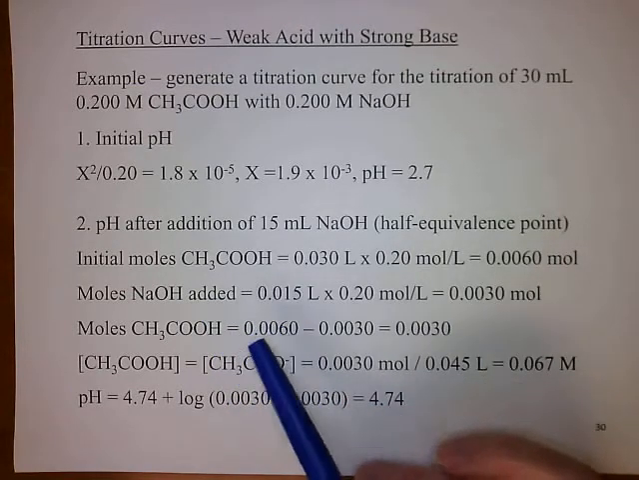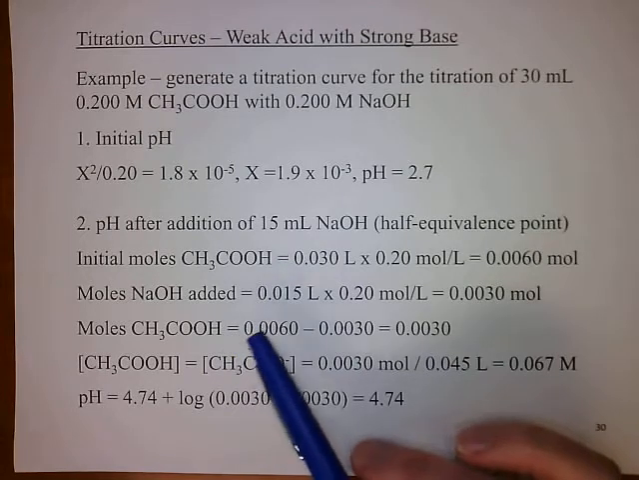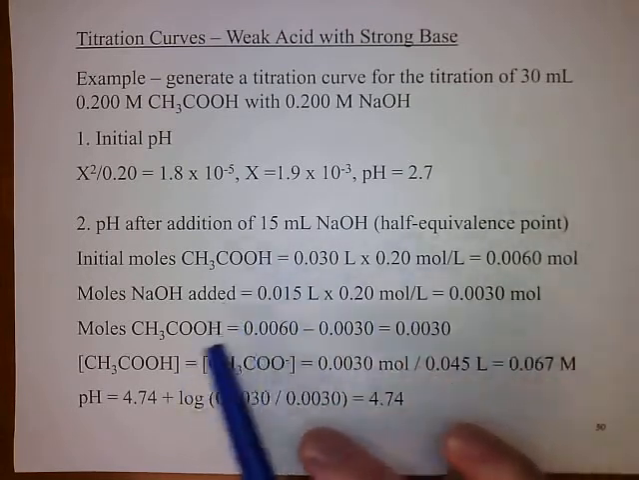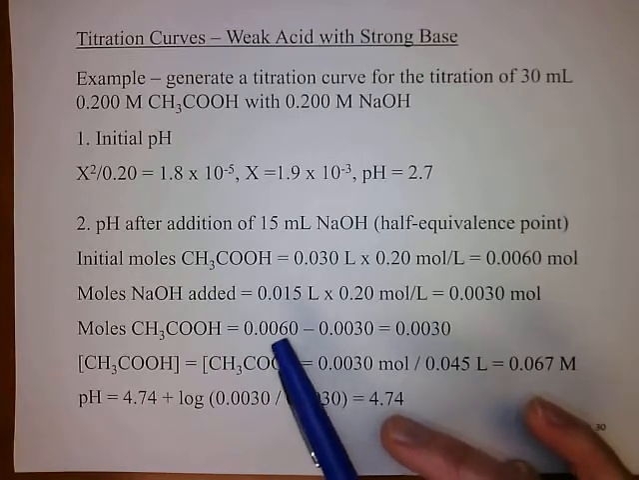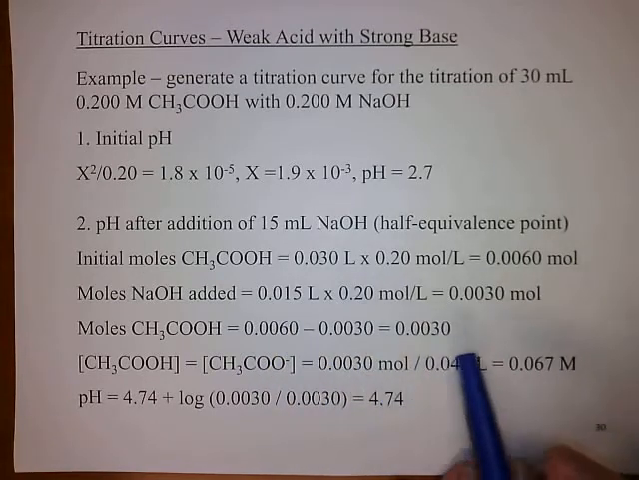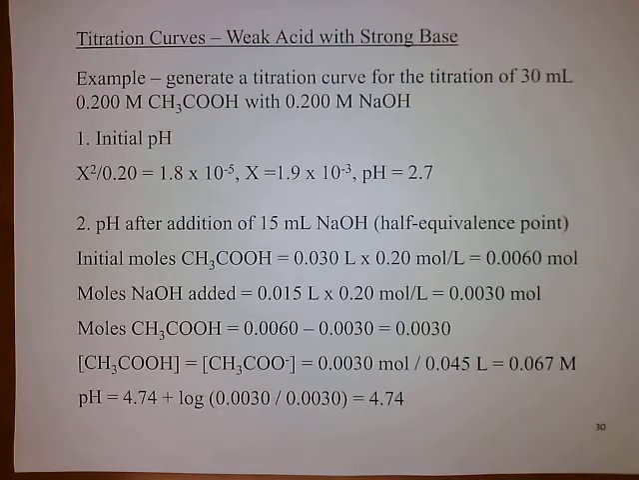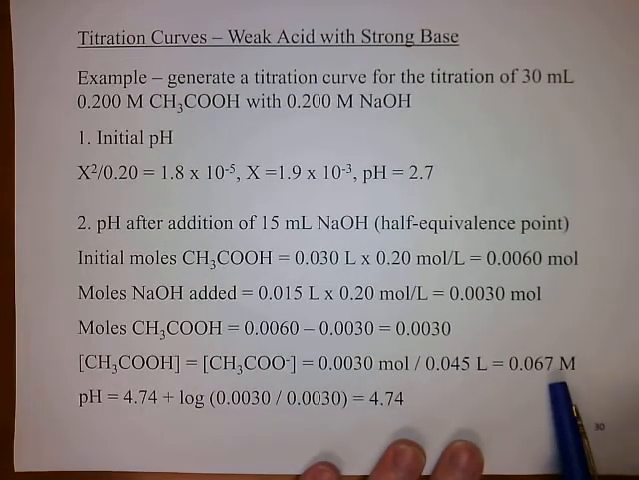Okay, so how many moles of acid do we have left? 0.0060 minus 0.0030 is 0.0030. Now, to get the pH, we have to convert those into a concentration, so we divide by the volume. Well, what's the volume? We started with 30 mL, we added 15, that's how I got 45 mL, which is 0.045 liters. You divide, that's 0.067 molar.